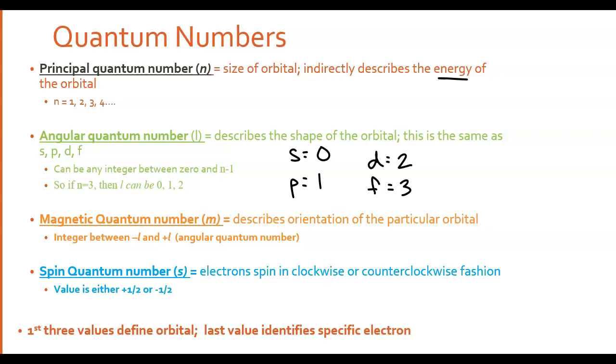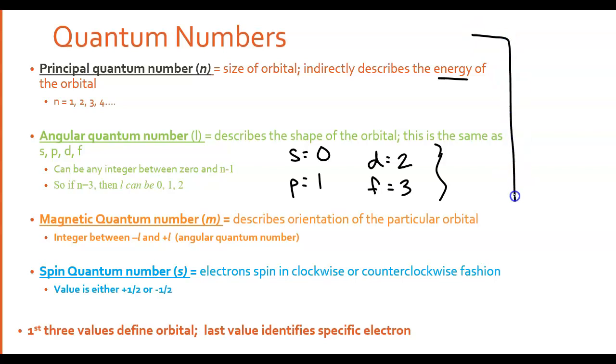All right, the third quantum number is going to be the magnetic quantum number, and this will describe the orientation of the particular orbital. This essentially says which orbital the electron would be in inside of the subshell. And so we'll have some integer between -L and +L. So whatever the number is from the angular quantum number, it will be plus or minus that. And I'll show that to you on the next slide.